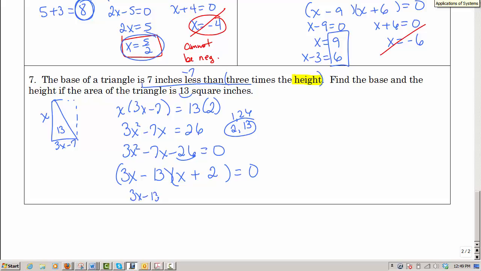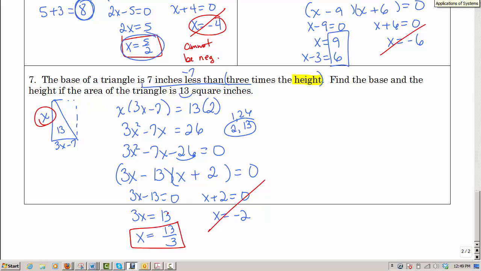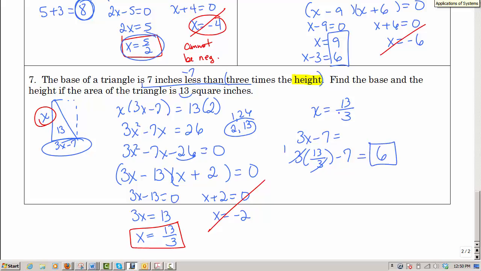So setting both equal to 0. Again, x represents a height. Can't be negative. But I can take a positive. So if x is 13 thirds, I need the other dimension. So that's 3 times 13 thirds minus 7. So that's 13 minus 7, which is 6. So our dimensions are 13 thirds by 6.